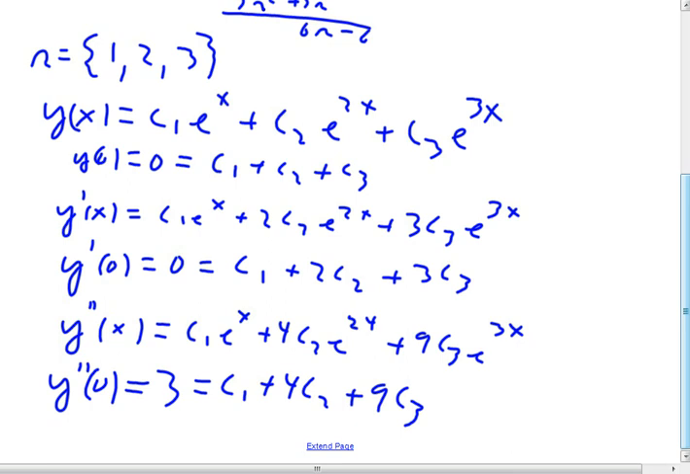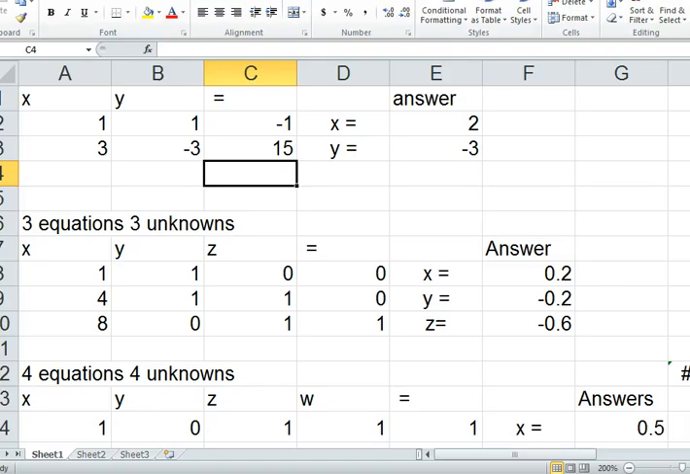Part of the board that we're not using, we will write that down so we don't forget it. So we've got C1 plus C2 plus C3 is 0, C1 plus 2 C2 plus 3 C3, C1 plus 4 C2 plus 9 C3. We could use Cramer's rule to solve those, or we could grab our spreadsheet.